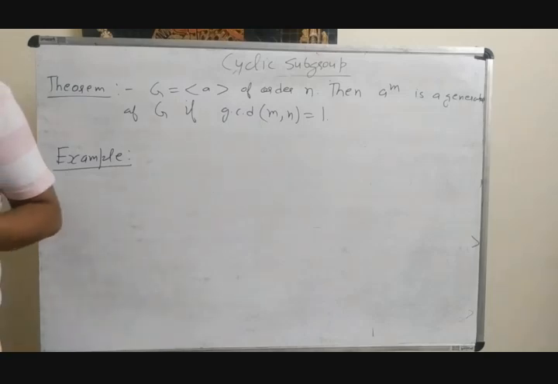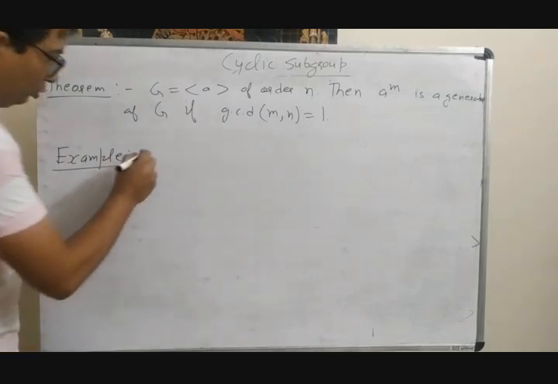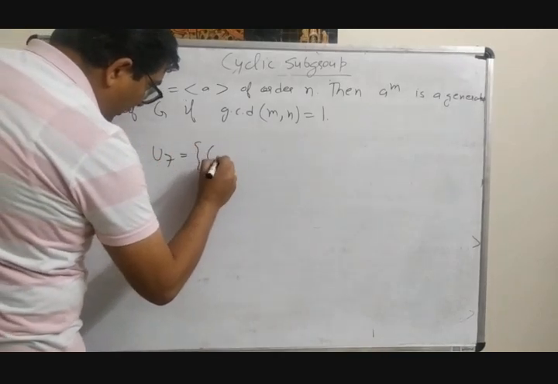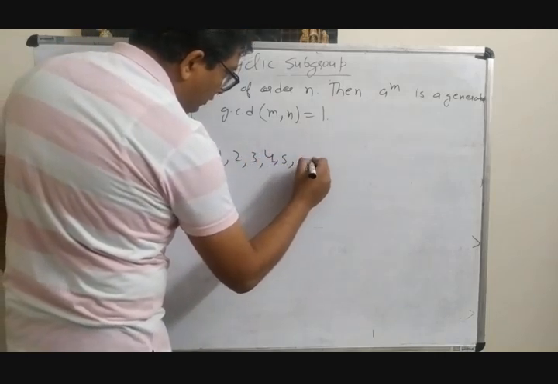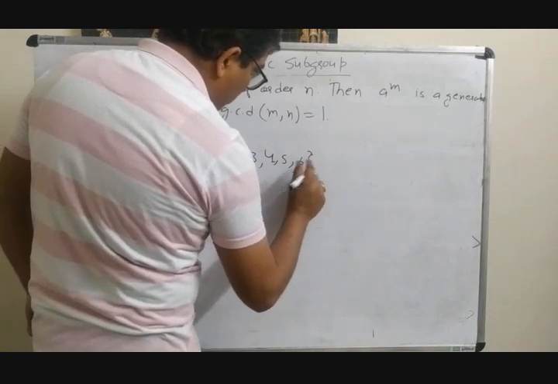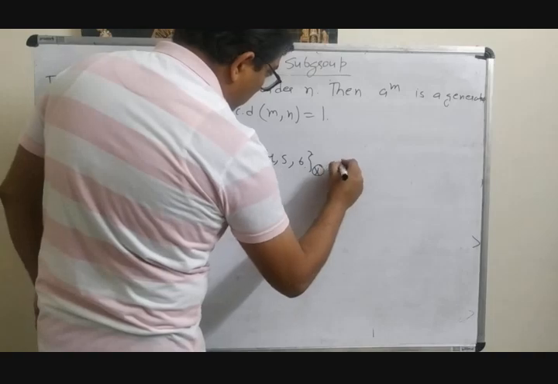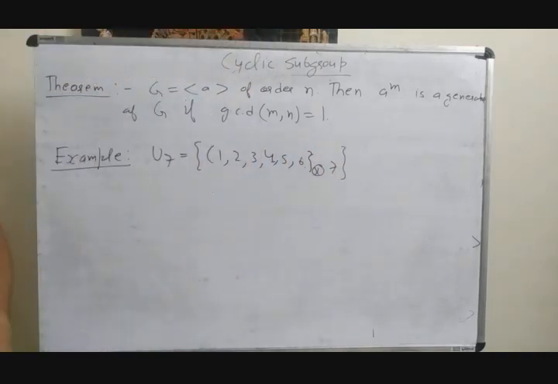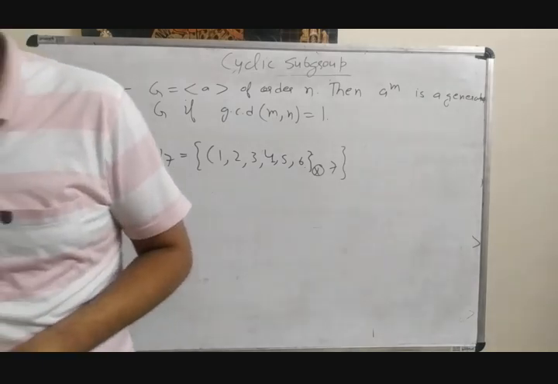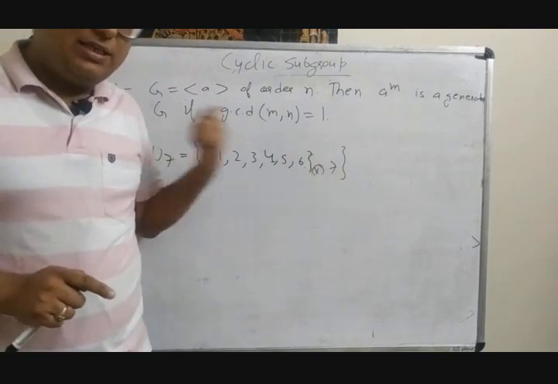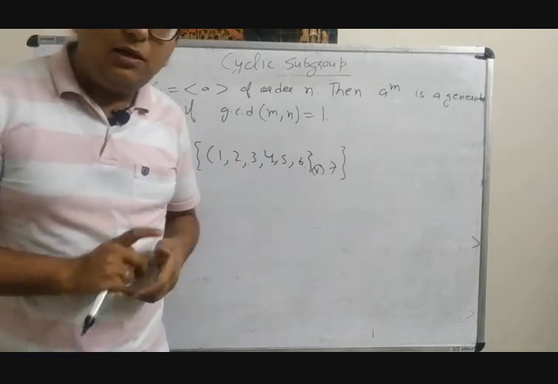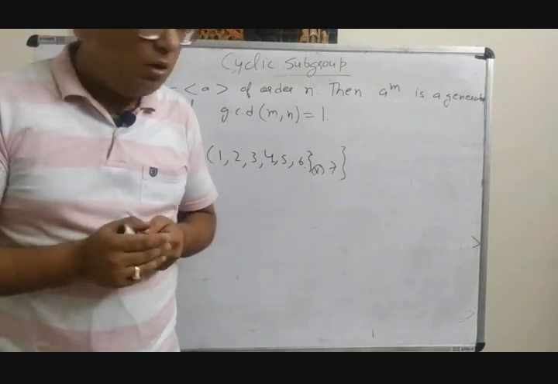Now let us take U7. If you remember, U7 is 1, 2, 3, 4, 5, 6, modulo 7. Now what do we want to prove? What are the generators? First thing, we have to prove that it is a cyclic group, and we have to find the generators also.